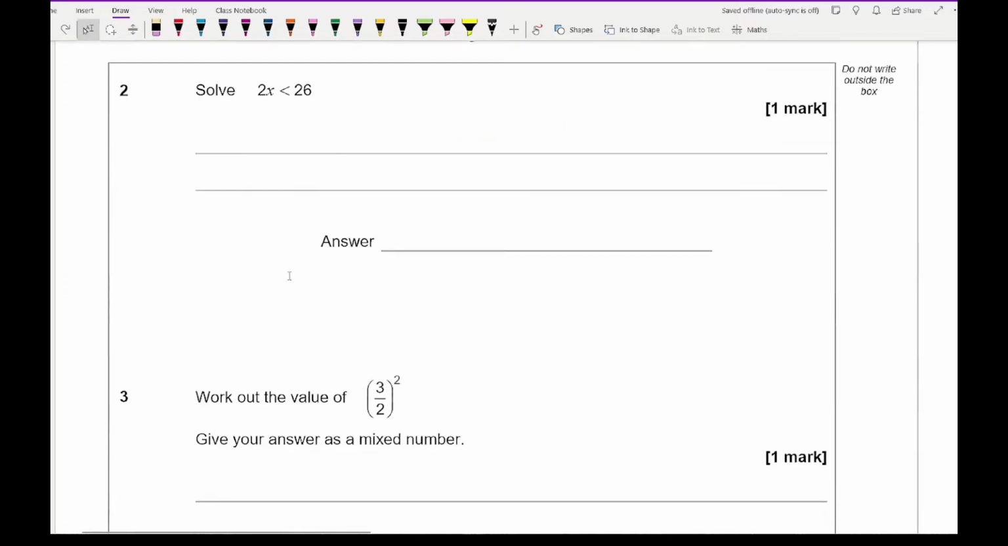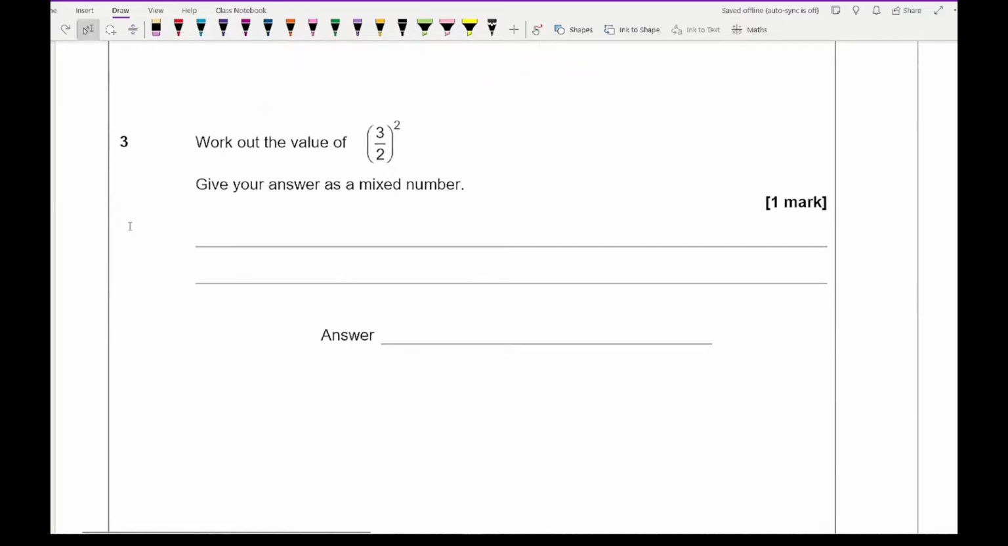Moving on to question 2, it says solve 2x is less than 26. All we need to do here is just get x by itself. So I'm going to take the 2 over the other side by dividing by 2, which leaves me with x is less than 13. For question 3, it says work out the value of (3/2) squared. Give your answer as a mixed number.